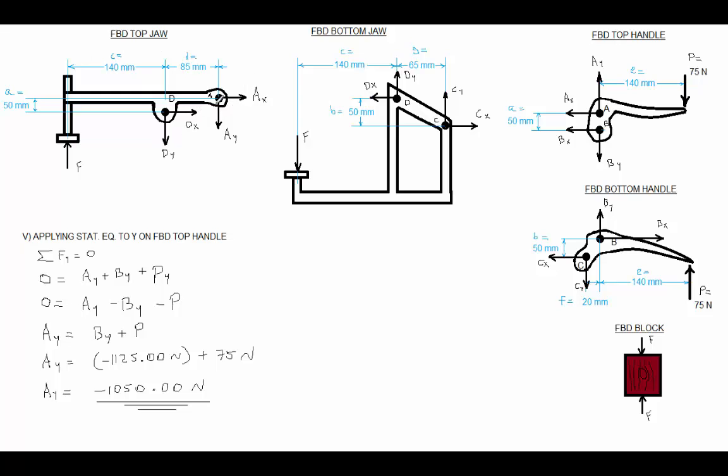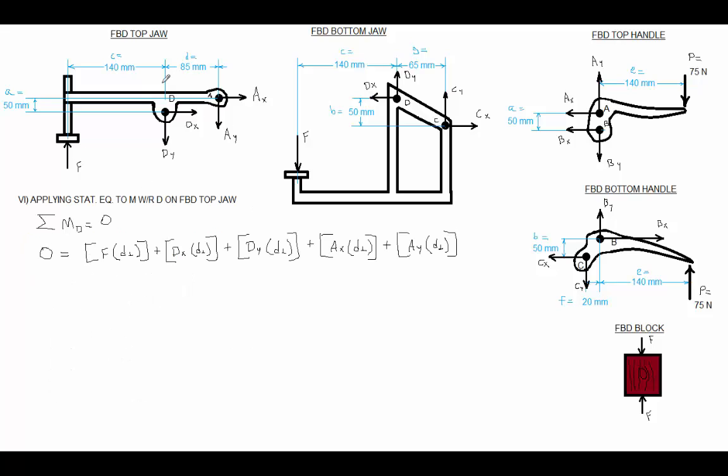Coming over to the top jaw, we'll see there's 5 forces, but we can cancel out 2 of the forces if we sum moments at point D. We don't know DX and DY. Summing moments at D will cancel them both out, and we can find F using just AX and AY. So when we sum moments around D, both DX and DY have no perpendicular distance, therefore they're not going to produce a moment.